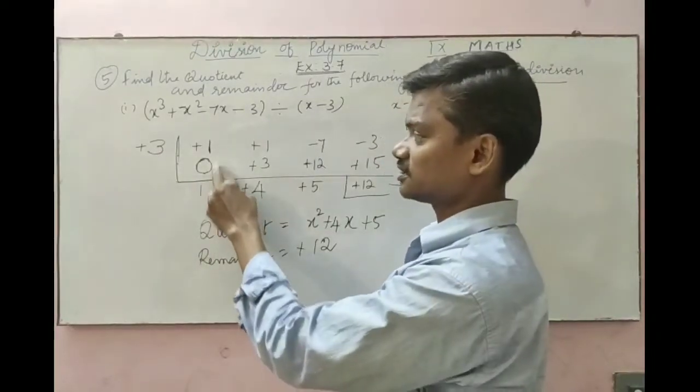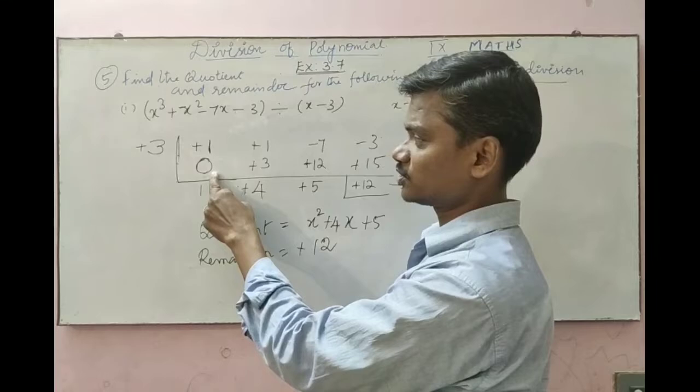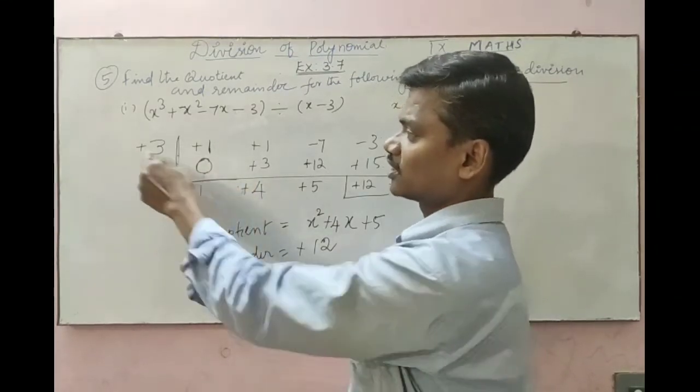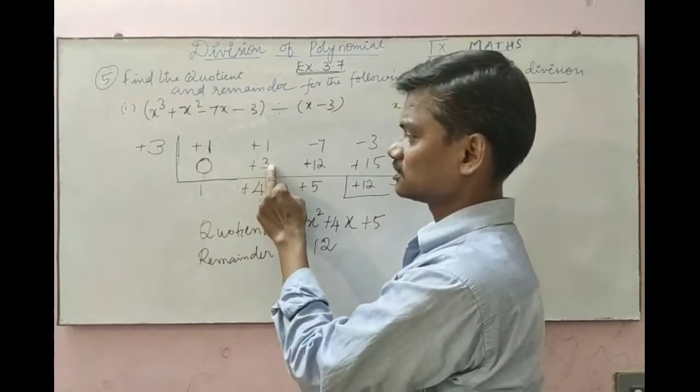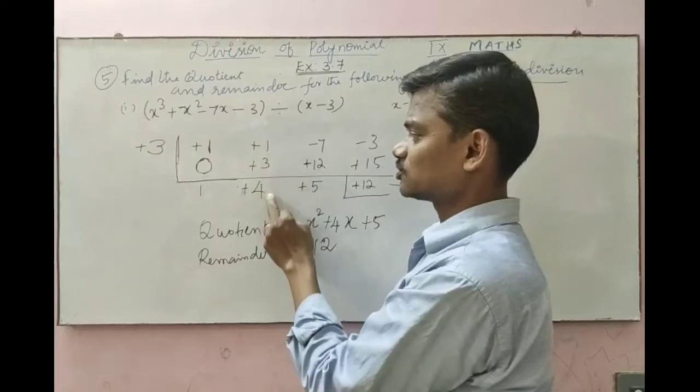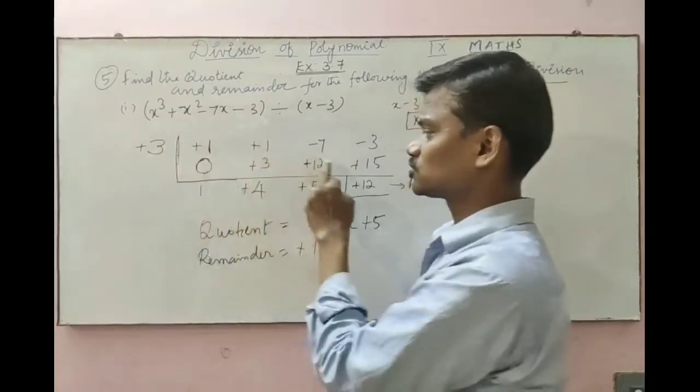Then first, below the first number, you have to put 0. Add those two numbers. 1 plus 0 gives 1. 1 into 3 gives 3. Multiply these two numbers and put it in the second. 1 plus 3 gives 4. 4 into 3 gives 12.